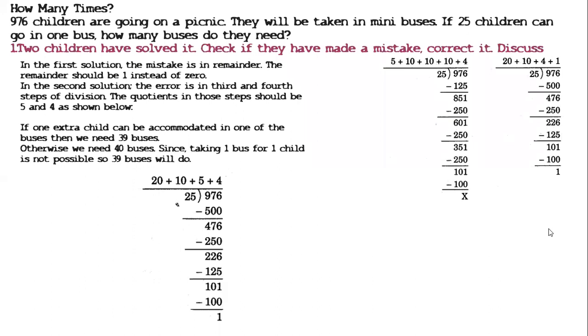The second one went wrong at 2 steps. He got 125, which is wrong. 25 into 4 is 100, not 125. And, yes sir, 25 into 1 is 100 he took, which is also wrong.